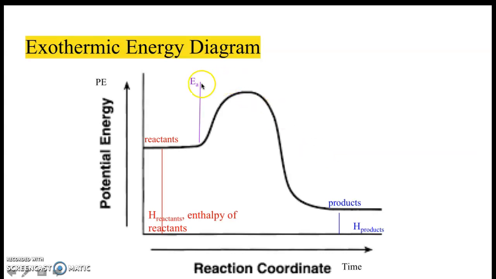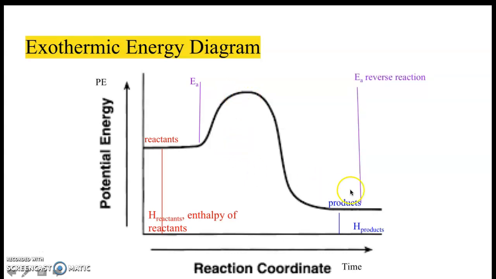Over here, we can also measure the enthalpy of our products. Next, this line's a little misleading, but from the very top of the hump to our reactants is the activation energy, or EA. So activation energy is the amount of energy it takes to initially start our reaction. And again, that is from the reactants line to the very top of the hump in our diagram.